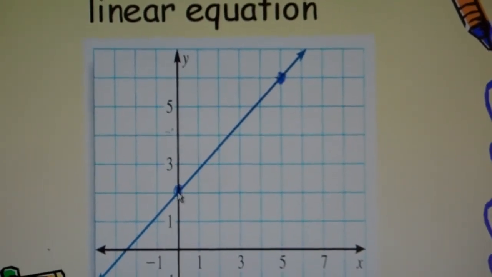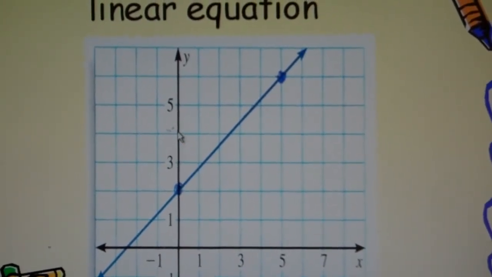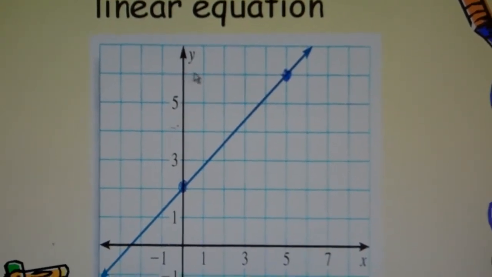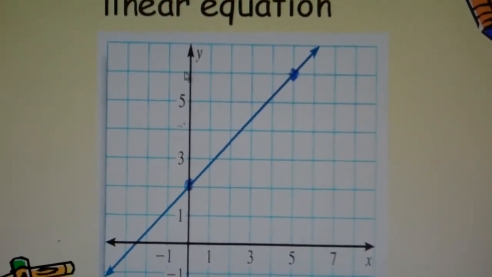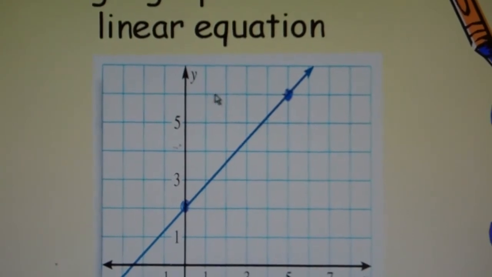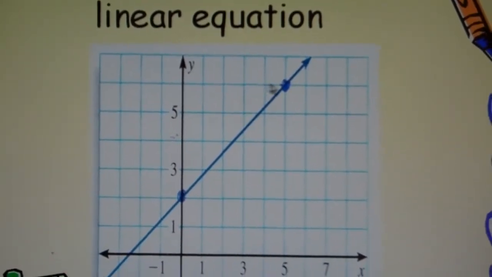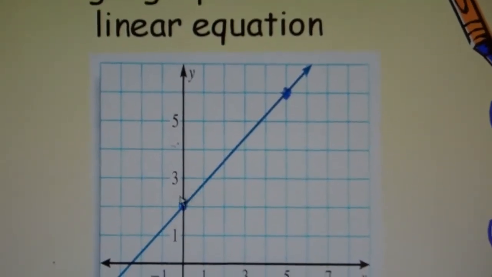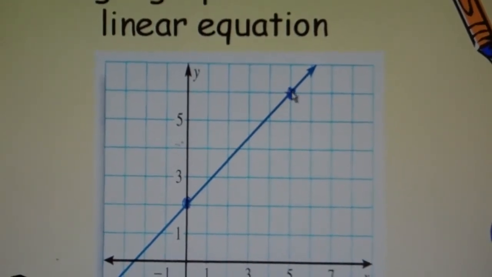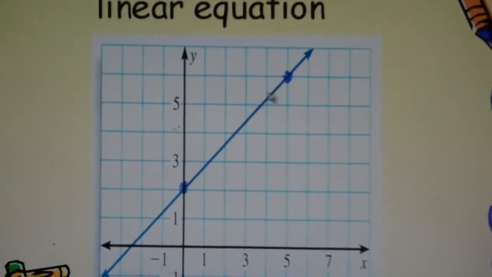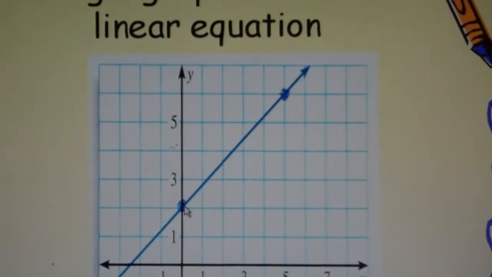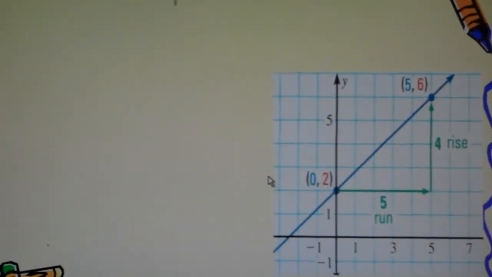And our slope, we're going up 1, 2, 3, 4 times to get to the line where this next point is. And we're going over 1, 2, 3, 4, 5. So we would have a slope of 4 over 5, up 4 over 5, and a y-intercept of 2.